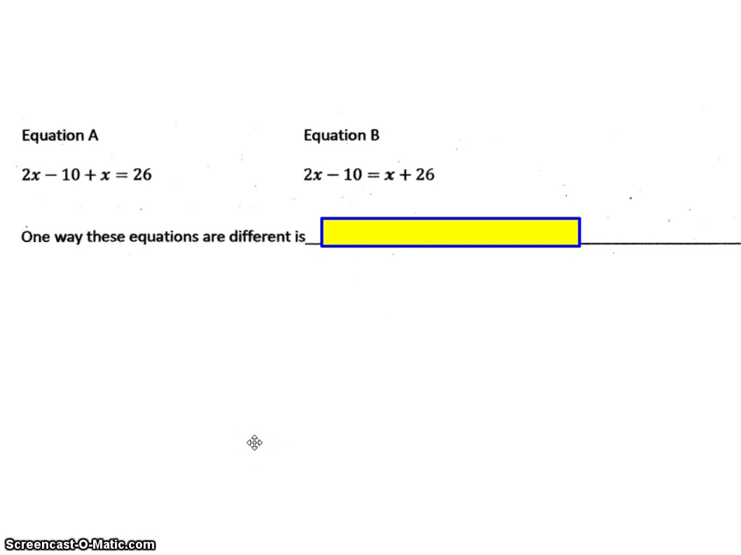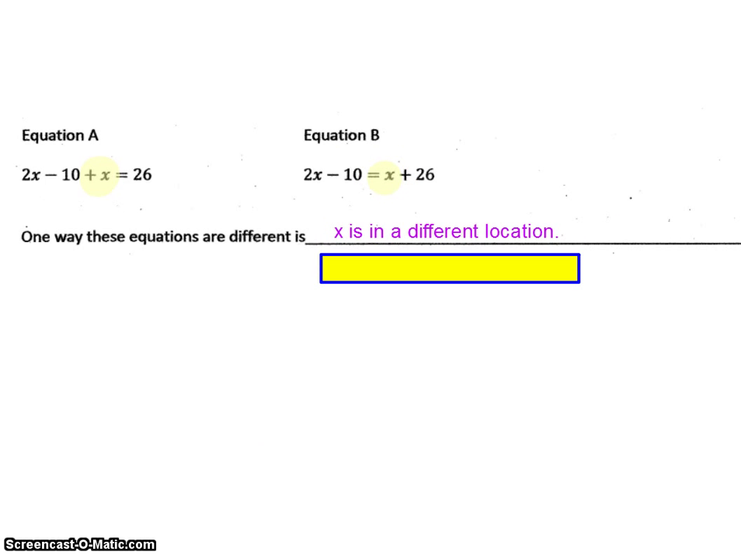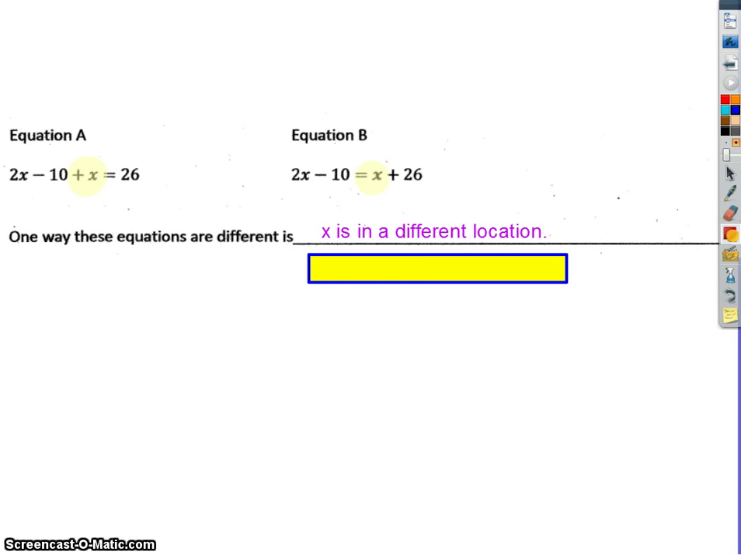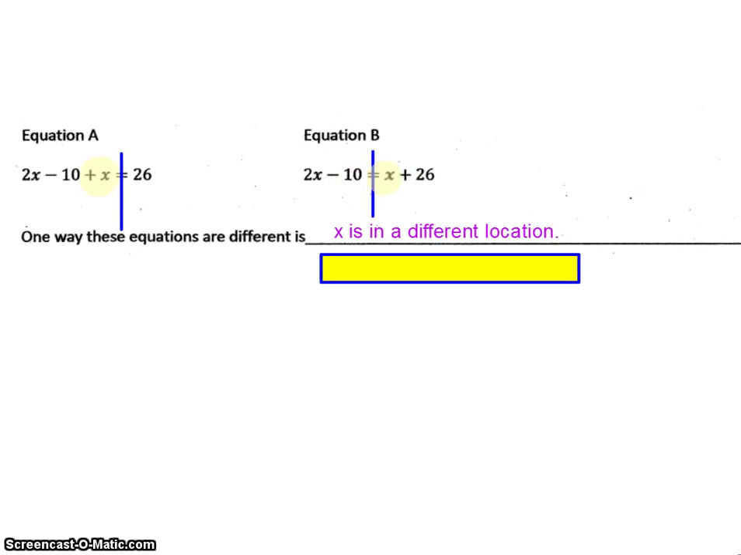Okay, the difference you should have noticed is this x right here, and here. It is in a different location. In equation A, x is on the left side of the equation. In equation B, x has been moved to the right side of the equation. It looks like a small difference, but it makes a big difference when we solve. Let's take some notes on that.